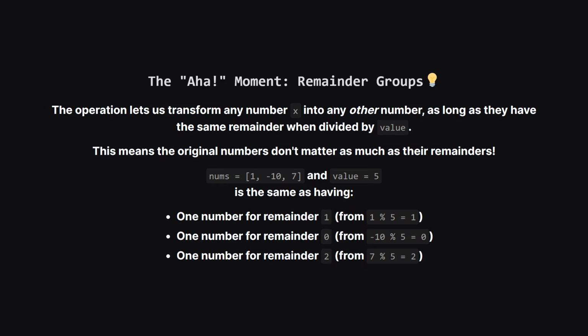The operation basically lets us swap any number for another number, as long as they belong to the same remainder family. This changes everything. The problem isn't really about the specific numbers like 1, -10, or 7. It's about how many numbers we have available for each possible remainder.